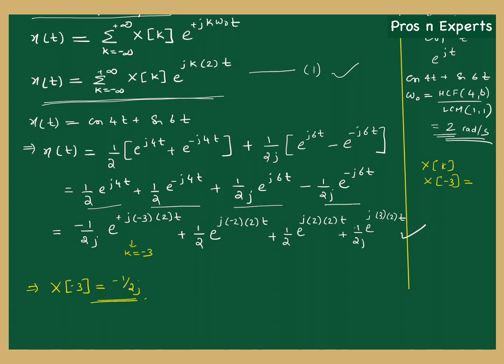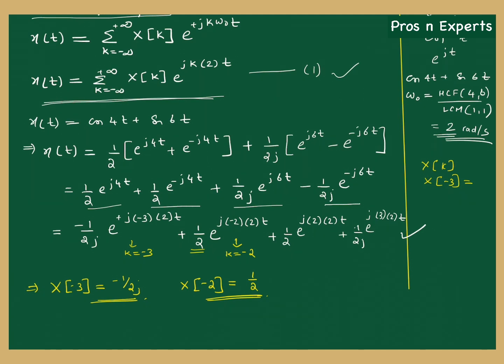Okay. Similarly, what does the second term give you? Second term, this is the signal. So this is x of k. 1 by 2 is x of k. And what is k here? E raised to jk to t. Here e raised to j minus 2 to t. So k equal to minus 2. So this term will give you k equal to minus 2. Okay. So I can write x of minus 2 is equal to the coefficient of the signal, that is 1 by 2. So x of minus 2 is equal to 1 by 2. Okay. It's simple. Now what is the next term giving you?